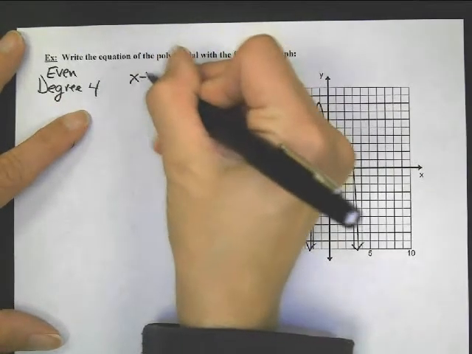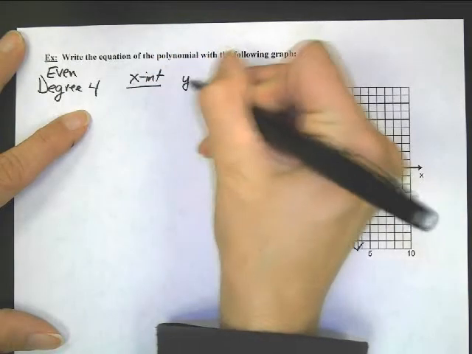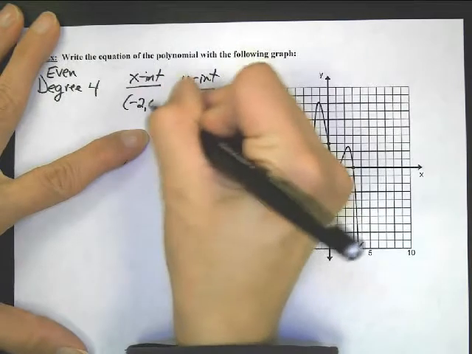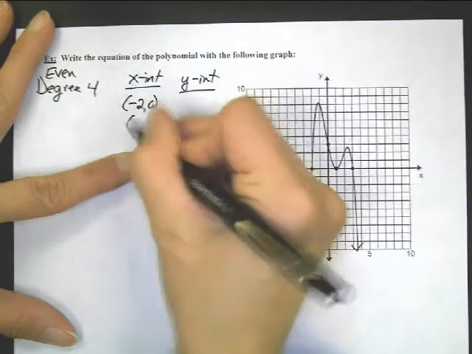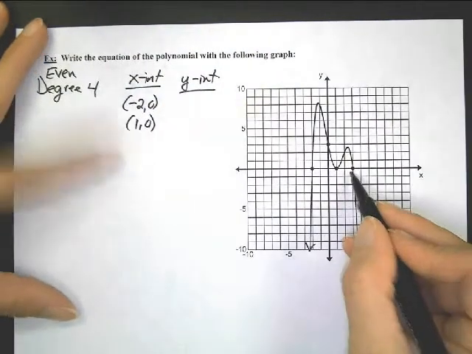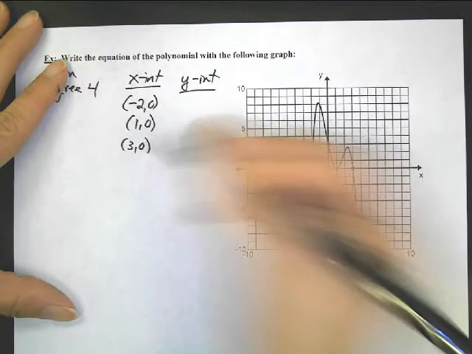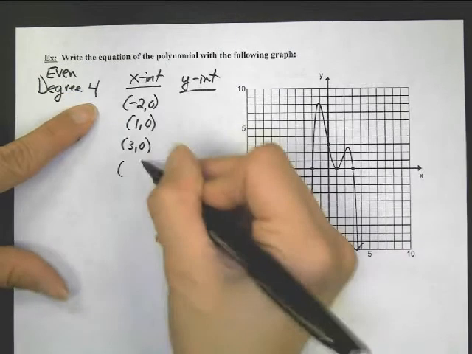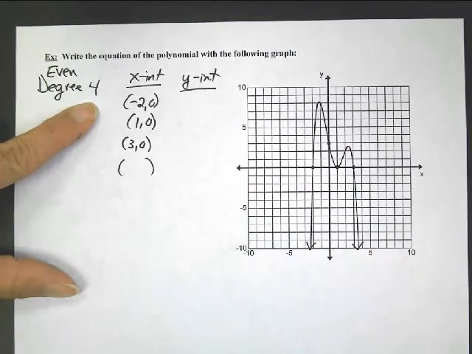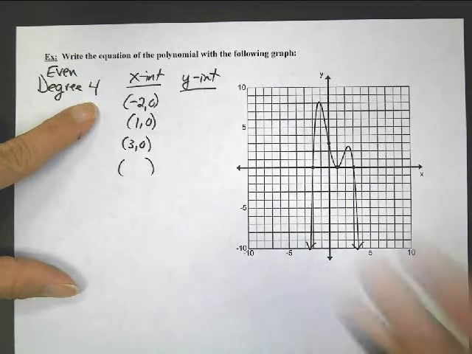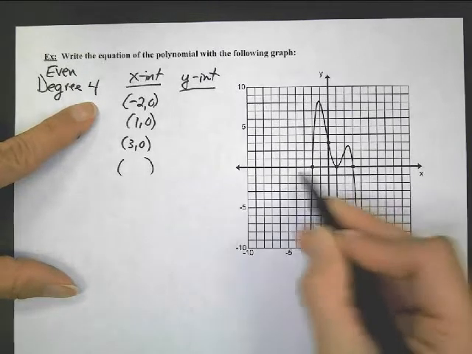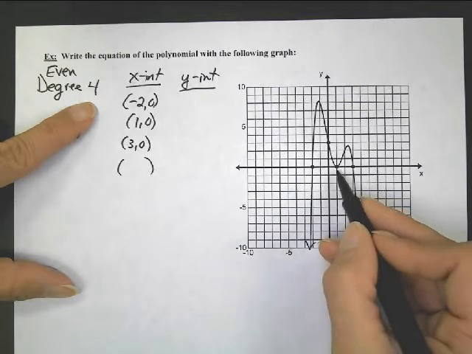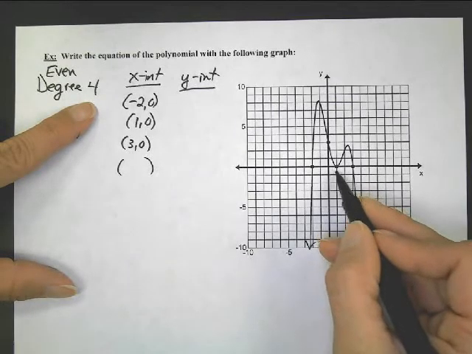Okay, so let's list the x-intercepts and the y-intercepts. The x-intercepts are negative 2, 0, 1, 0, and 3, 0. Well, that's not going to cut it. I need degree 4. There's one more. Do you see it? I think we forgot to say it. There's one more right there on the x-axis. On the x-axis, you know where it is? Right there.